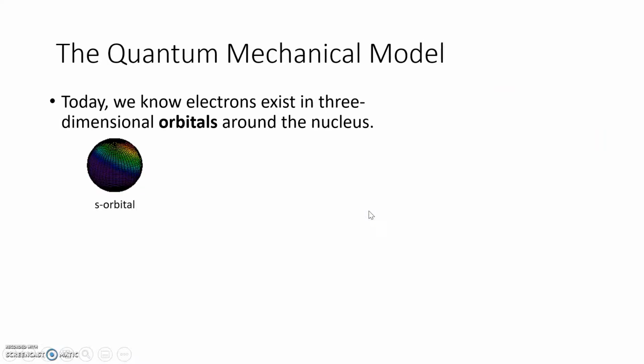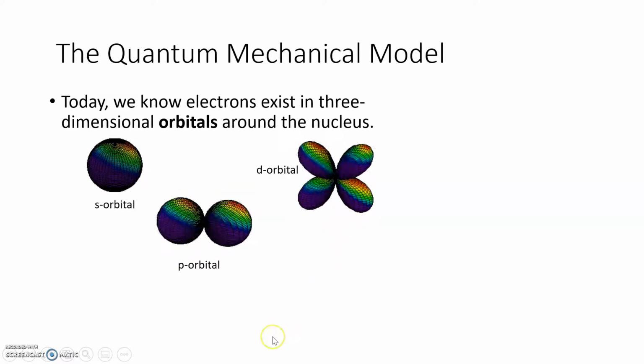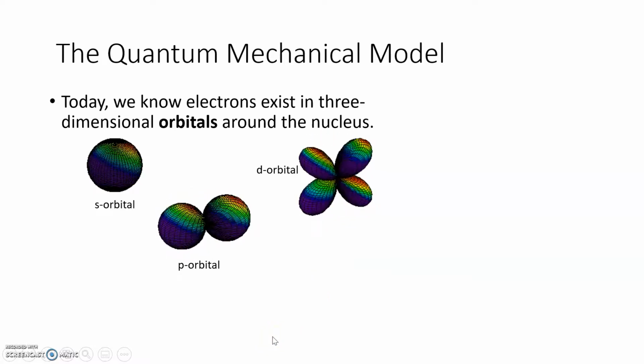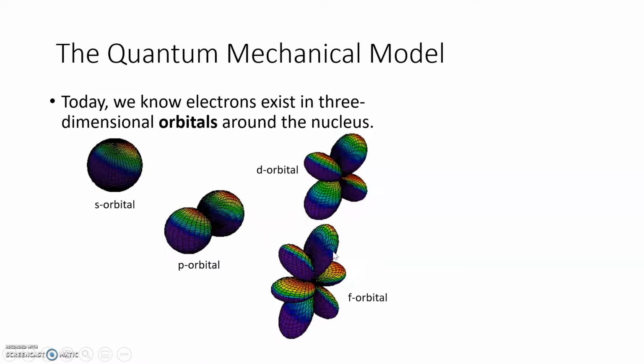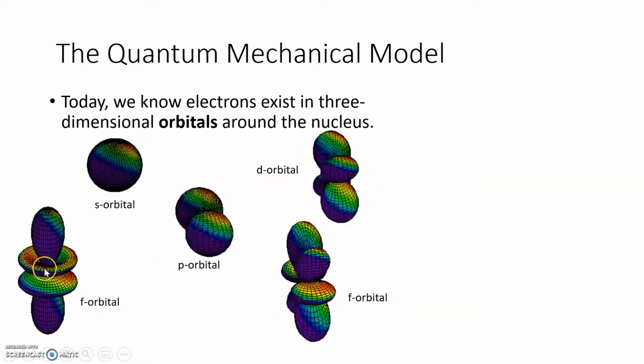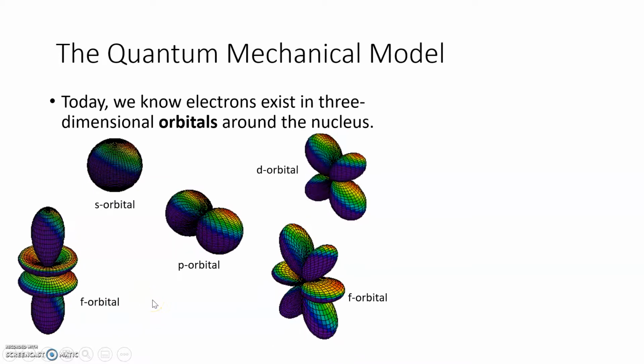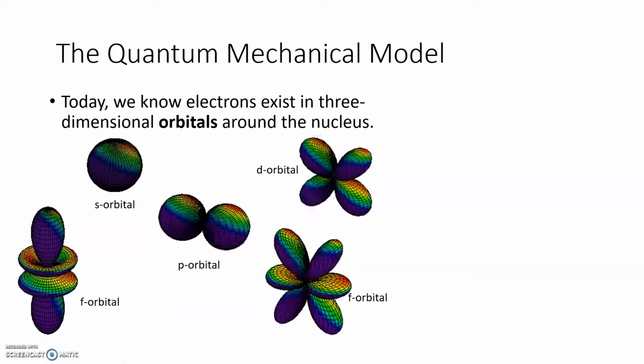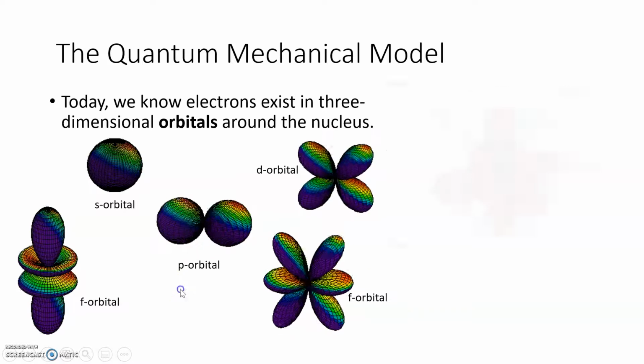So today we know that electrons exist in what we call orbitals. These are three-dimensional shapes that surround the nucleus. And there's various shapes. So here's an s orbital, it's spherical, just surrounds the nucleus. Here's a p orbital, kind of looks like a dumbbell. Here's a d orbital, gets a little more crazy there. An f orbital, way more crazy. And this one here is also an f orbital, but even a different shape. So these are the orbitals, these three-dimensional spaces that electrons exist around the nucleus.